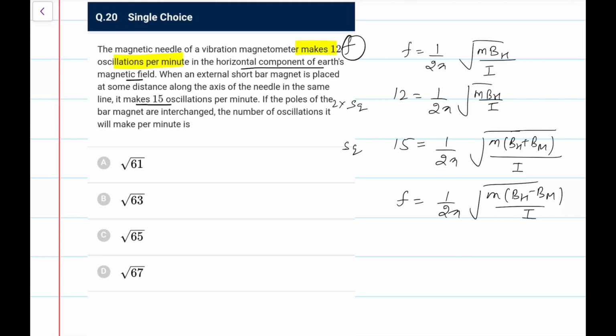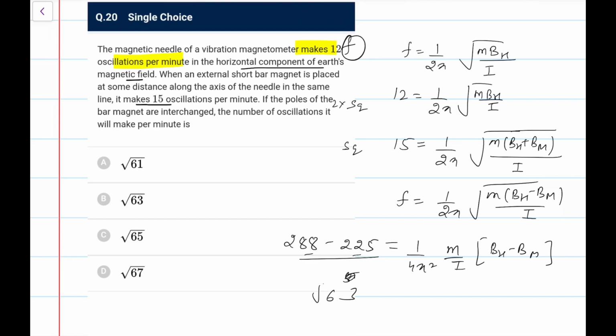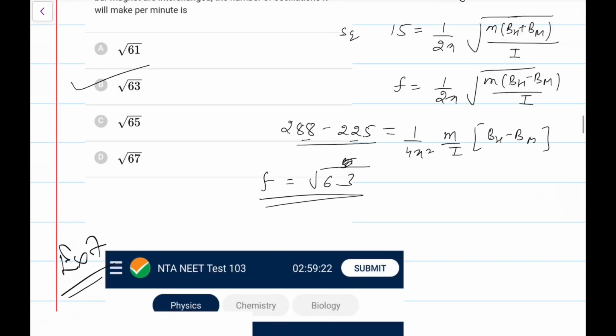So we have 144 into 2, I can write it as 288, and 15 square is 225, and we will have 1 upon 4 pi square, m by I as common. 2B_H minus B_H will become B_H minus B_M, that is what we were searching for. So just take this root, this would be f square simply. This f squared term comes out as 288 minus 225, that is 63. So it would be root 63 f, you can directly go for in this particular case. This is simple manipulation you need to do.